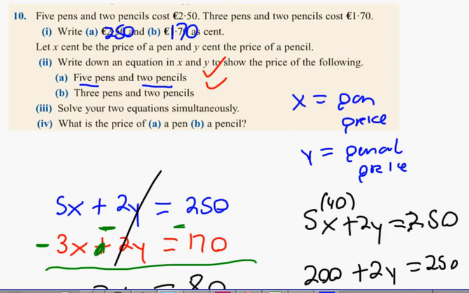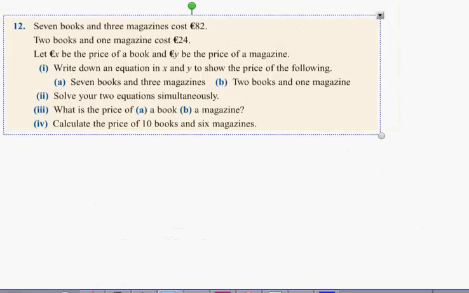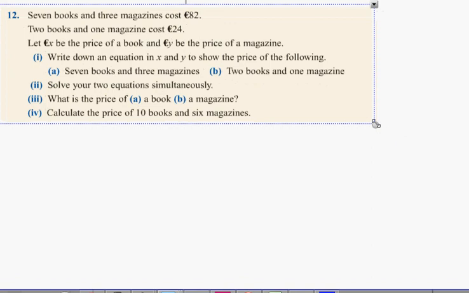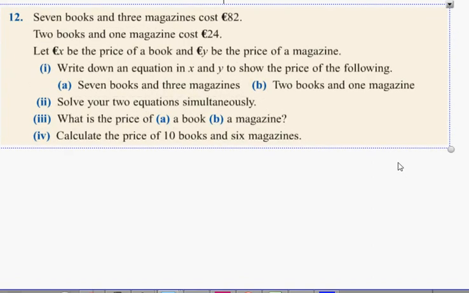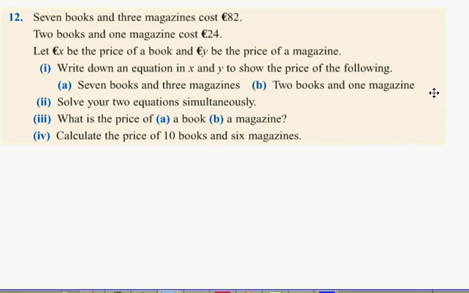No, one more. 12. 7 books and 3 magazines cost €82. 2 books and 1 magazine cost €24. Let X be the price of the book. Let Y be the price of a magazine. Write down equation in X and Y to show the price of the following: 7 books and 3 magazines.